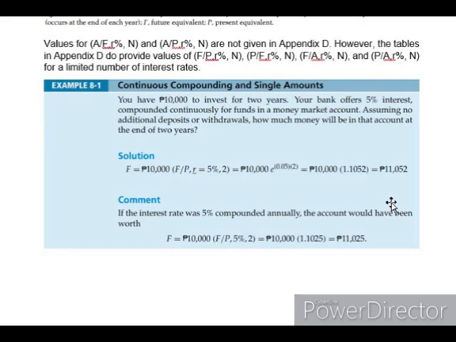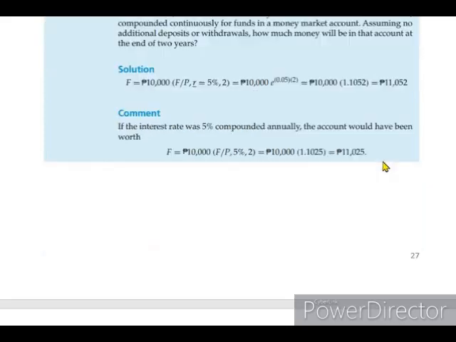pesos. Okay? So, konting comment lang dyan, if the interest rate was 5% compounded annually, so, ibig sabihin, hindi siya continuously, the account would have been worth. So, pansin nyo guys, mas lumiit. Okay? Mas lumiit. Konti lang naman. Okay? So, yun yung difference niya. Kapag annually naman, kasi ito naman gagamitin mo ng formula. Okay? Pag continuously guys, yan yung pinaka-keyword nyo para gamitin yung formula ng continuous compounding. Okay? So, mas mataas lang siya konti.